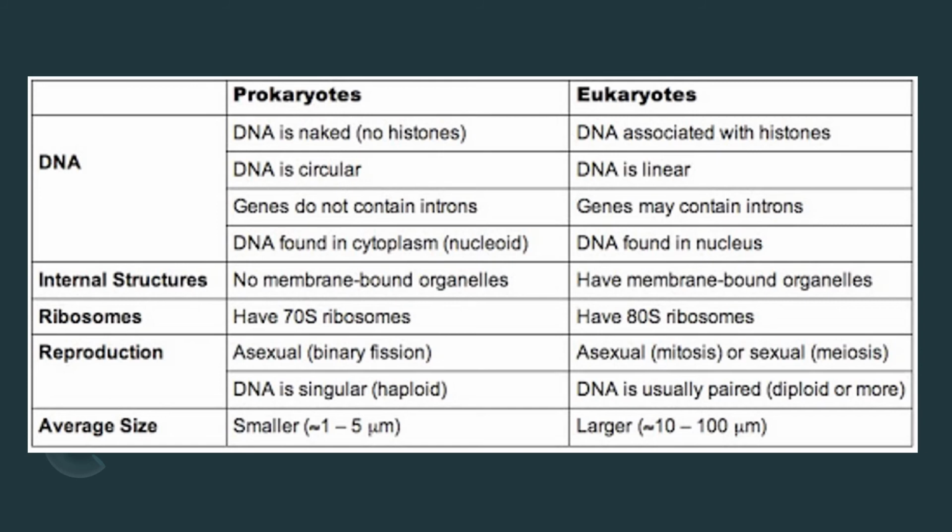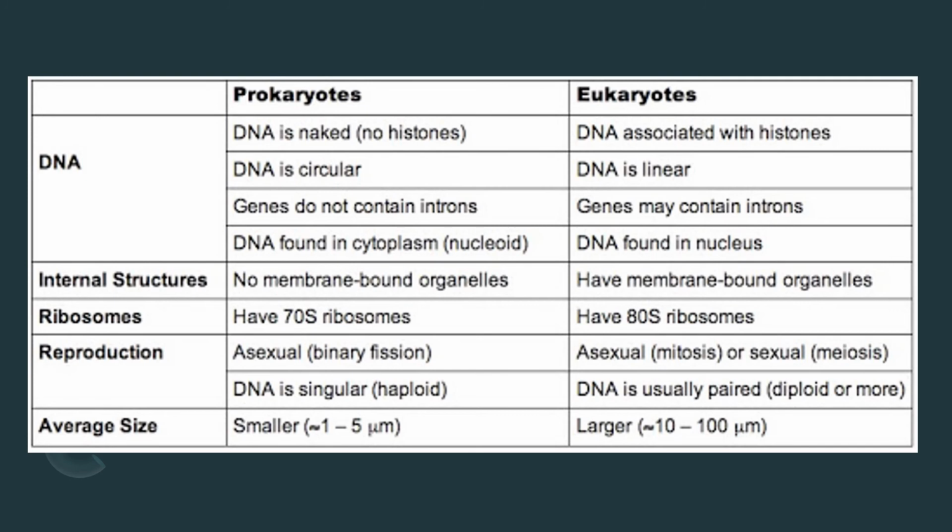As you can see here, the DNA of prokaryotes is considered to be naked, which means histones are not present, as compared to eukaryotes, where DNA is associated with histones. The prokaryote's DNA is also circular in shape, while the eukaryote's DNA is linear. In prokaryotes, genes do not contain introns as compared to the introns present in the genes of eukaryotes. Also, the DNA of the prokaryotes is just found in the cytoplasm, in a region we call the nucleoid, while the DNA found in eukaryotes is found in the nucleus.